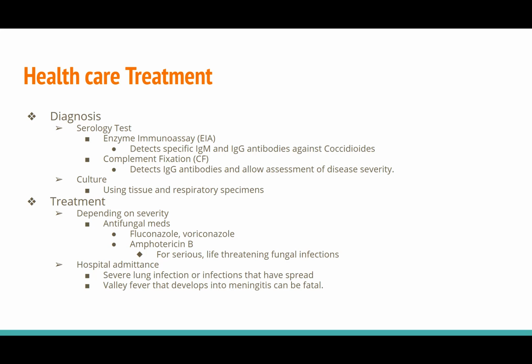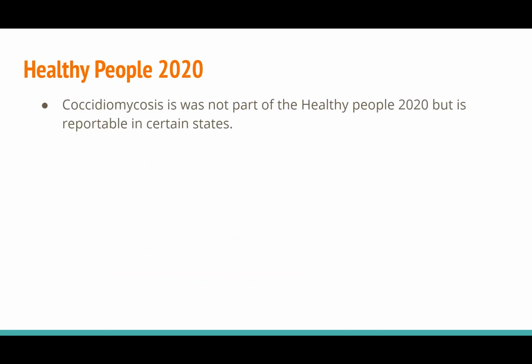And hospital admittance is for severe lung infections or infections that have spread, and valley fever that develops into meningitis can be fatal. And for Healthy People 2020, coccidiomycosis was not part of Healthy People 2020, but is reportable in certain states. State health departments collect information about cases of valley fever and then send the information to the CDC through the National Notifiable Diseases Surveillance System weekly. All right, and that should be it.